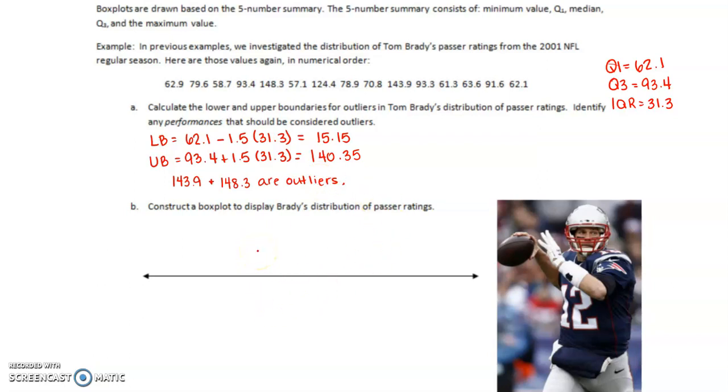B says construct a box plot to display Brady's distribution of passer ratings. If you will recall, his median is 78.9. And then we also need the min and the max. We cannot use the max because it is an outlier. So we are going to have to use the next highest number, which would be 124.4.